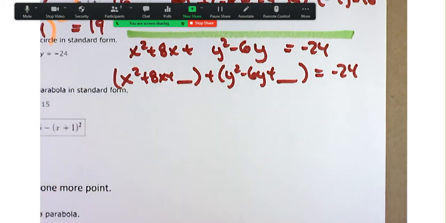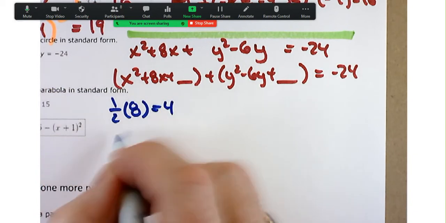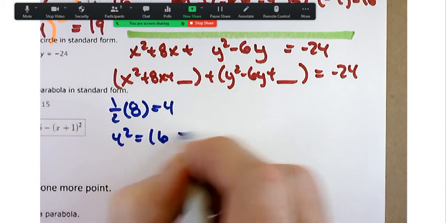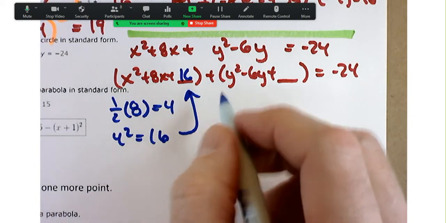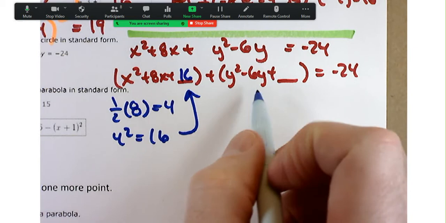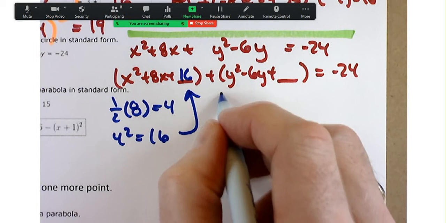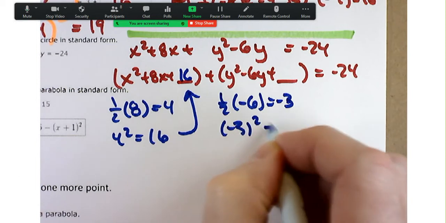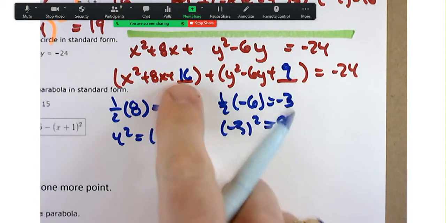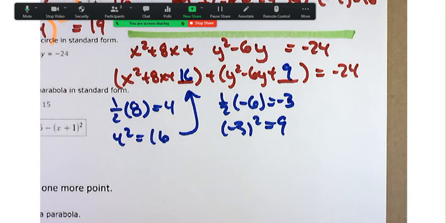To complete the square on this one, I'm going to take 1/2 of 8 and get 4. And then 4 squared gives me 16. Perfect. If you're watching this at some other time, try and pause the video and figure out what I put here before I actually write it. So 1/2 of negative 6 is negative 3. Negative 3 squared is 9. Now I can't just add 16 and add 9 to the left-hand side without doing something similar to the right-hand side.